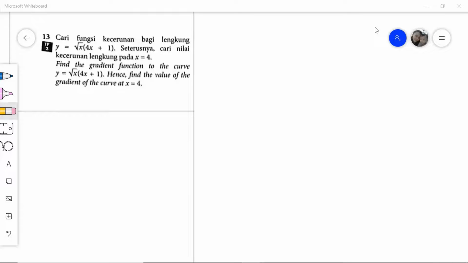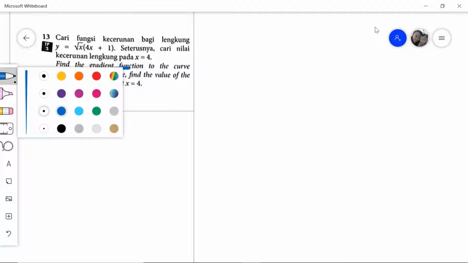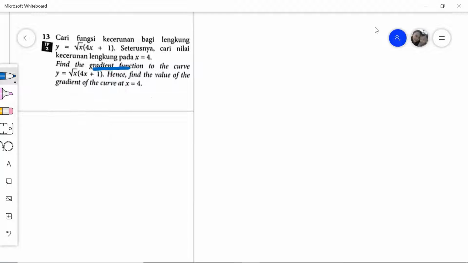Everyone, this is question number 13 in chapter 2, differentiation. Now we need to find the gradient function to the curve. Okay, so what is the gradient function? The gradient function can be marked down as the symbol m, the gradient of the function. So we use mT, the gradient of the tangent. Another term they use is the gradient of the tangent to the curve or the gradient function to the curve. So let's just mark down mT equals dy/dx.